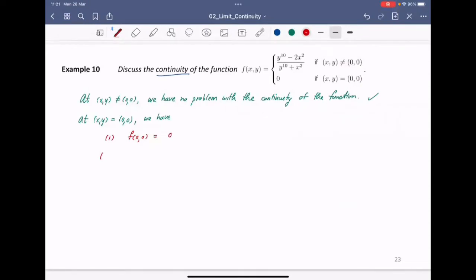Good. Number 2, you need the limit of (y to the 10 minus 2x squared) over (y to the 10 plus x squared) as (x,y) goes to (0,0). Well, don't go to the squeezing theorem yet. The best way to compute a limit is to try to plug in first: plug in 0, plug in 0. Wow, it's going to be 0 over 0.